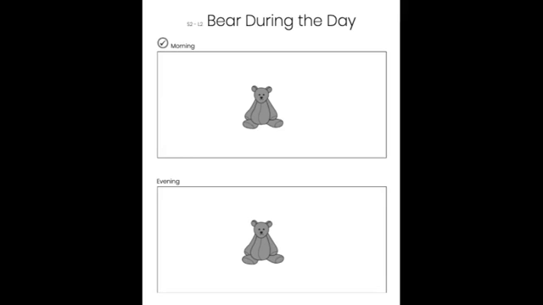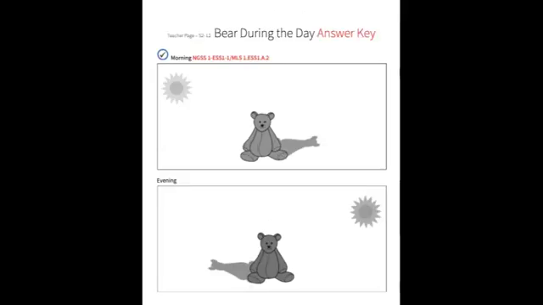Student drawings should show the shadow opposite the direction of the sun. As an extension activity, have students label the light source and light blocker in their illustration. A key for Bear During the Day is provided on teacher page 5.